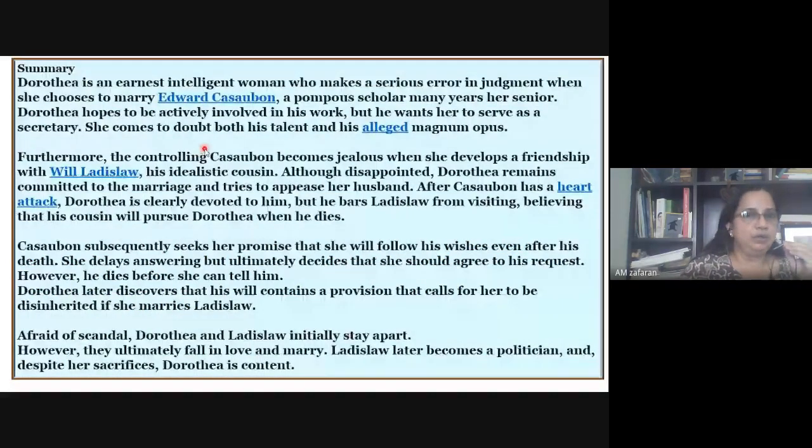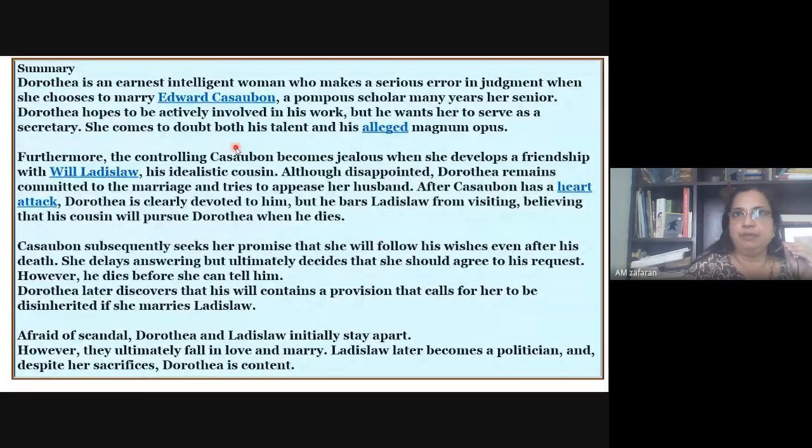Now, going to the novel, let's just have a look at what this story is all about. Dorothea is an earnest, intelligent woman who makes a serious error in judgment when she chooses to marry Edward Casaubon, a pompous scholar many years her senior. So he's a member of the clergy, and he's much older than her. She makes a big error of judgment when she decides that she will marry this man who was very much older than her.